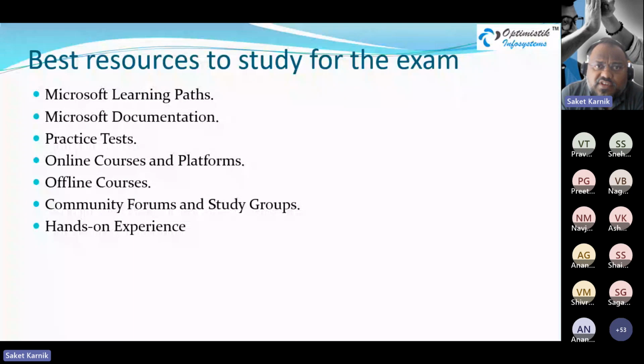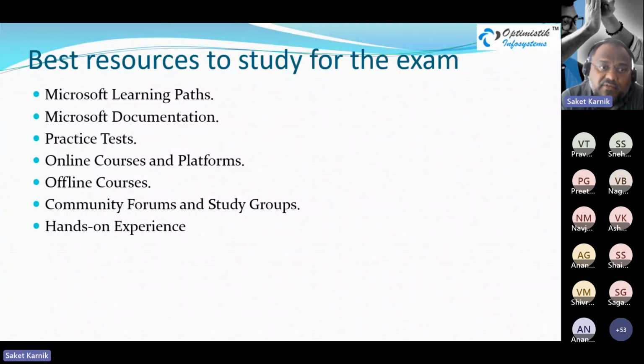So once again, the best resources available for studying for the exam include official Microsoft Learning paths, including the Microsoft official curriculum, learn.microsoft.com, and LinkedIn Learning. These are all Microsoft solutions, right? Then the Microsoft documentation, Azure documentation, practice tests. Then, as I said, online courses and platforms. They could be free, they could be paid ones. There are offline courses conducted by organizations like ours, Optimistic Infosystems. Then joining the community forums and the various study groups.